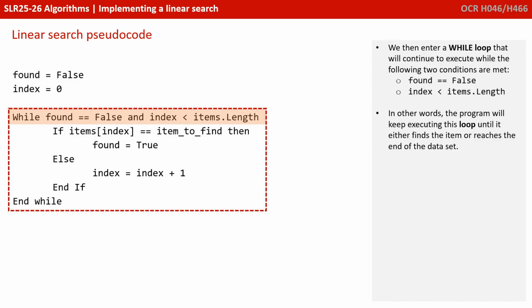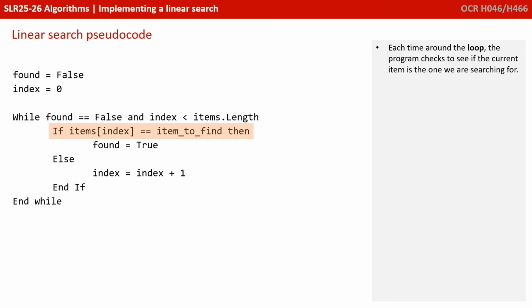We then enter a while loop that will continue to execute while the following two conditions are met. Found is false and index is less than the length of the item set we're looking through. In other words, the program will keep executing this loop until it either finds the item or reaches the end of the data set.